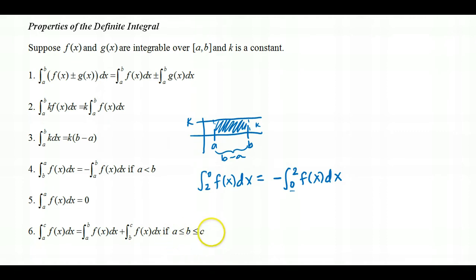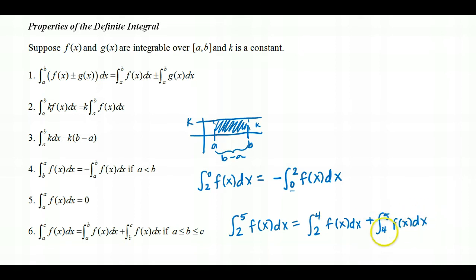I think it's best illustrated with an example using numbers. Let's say I'm interested in the integral from 2 to 5 of f of x dx. Well, instead of evaluating this integral, I can instead evaluate the integral from, let's say, 2 to 4 of f of x dx, and then add the integral from 4 to 5 of f of x dx, because 4 is between 2 and 5. It's like saying if I want the area between 2 and 5, let's first find the area between 2 and 4, and then add to it the area between 4 and 5, and I'll have the total area. This is a property that we're going to use pretty often.